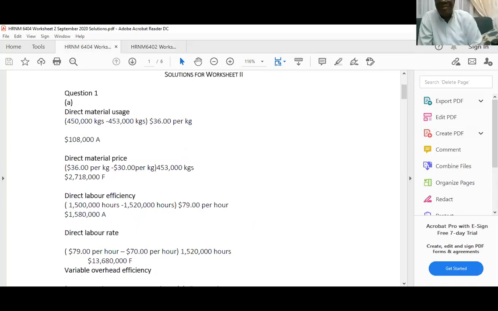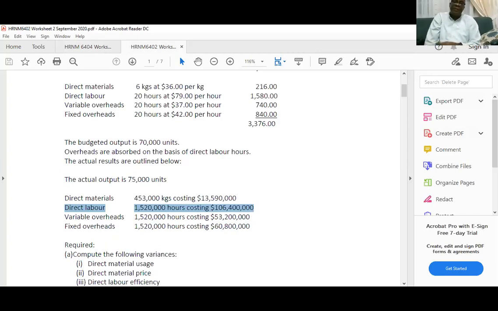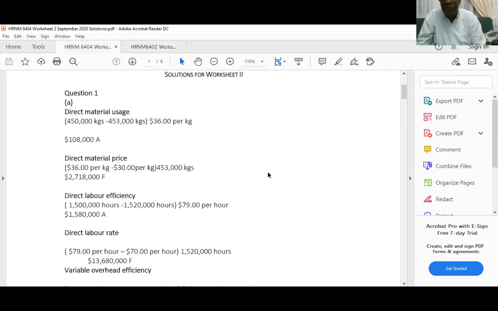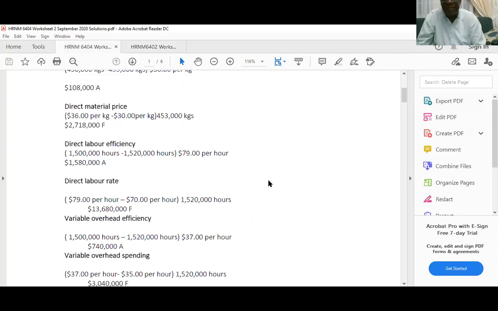Okay, so it is adverse because we have used more hours than planned. Having established that it is adverse, we're going to multiply by $79 per hour, and we should have $1,580,000, and that is going to be adverse.